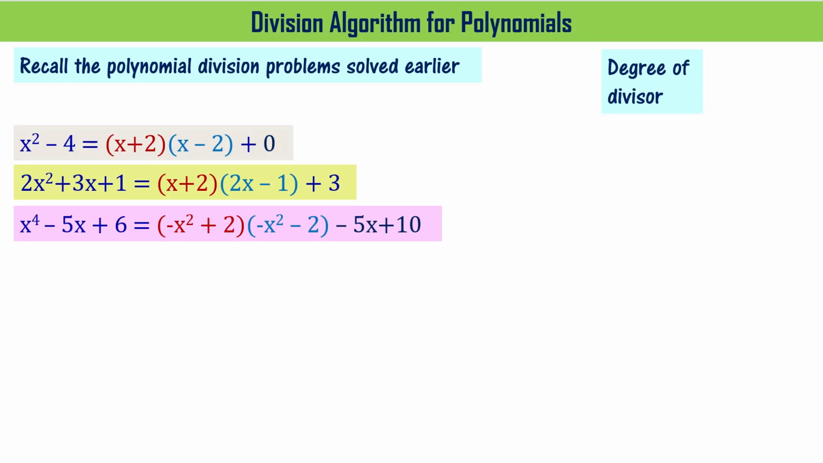Let's see what is the degree of divisor for all these problems. In the case of first problem, this is 1 because x power 1. In the case of second problem also, the degree of divisor is 1. In the case of third problem, the degree of divisor is 2, right?